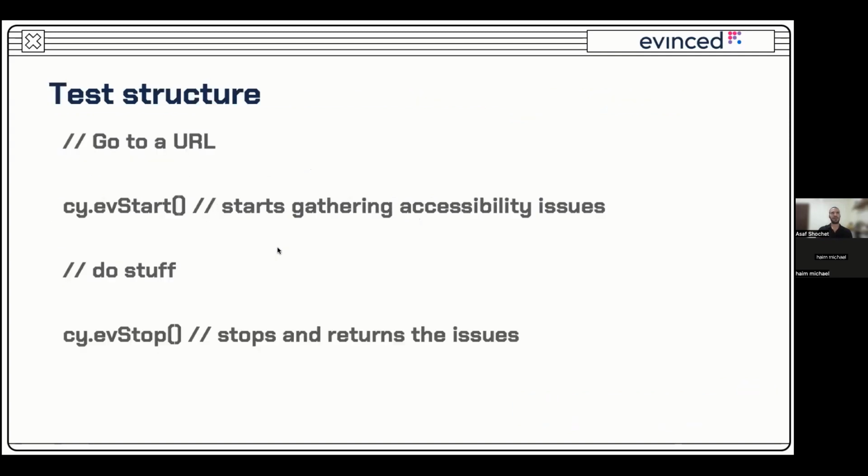So first, I visit the URL, then I call a command called ev-start, meaning start the engine, start gathering accessibility issues, record everything that you see, everything that changes, just gather accessibility issues. I will validate them later, and then I do stuff. I click on an element, open the pop-up, select two options, three options, clear all, do whatever I want to make sure the component works functionality-wise. And then I call ev-stop, meaning stop the recording, and I want to validate that there are no accessibility issues.